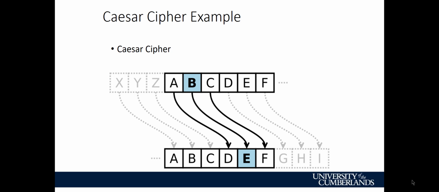So here's an example of the Caesar cipher. It can become any of these. A becomes D, B becomes E, C becomes F.